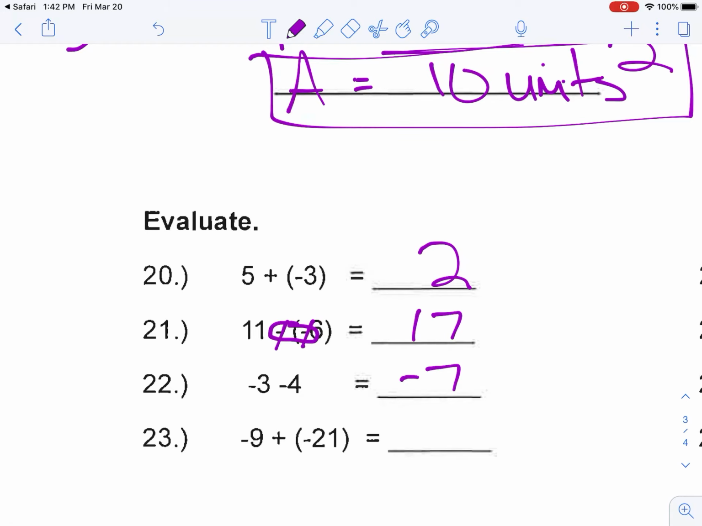23, again, same sign. They're both negative. So you're going to find the sum. The sum of 9 and 21 is 30. And they're all negative. So it's going to be a negative 30. Remember, sum means addition, difference means subtraction.